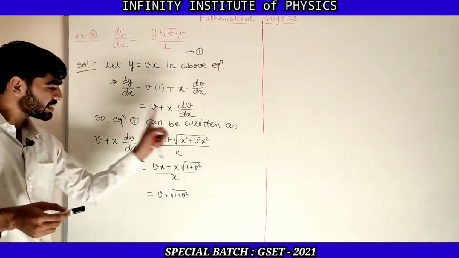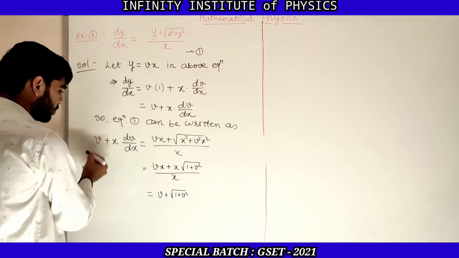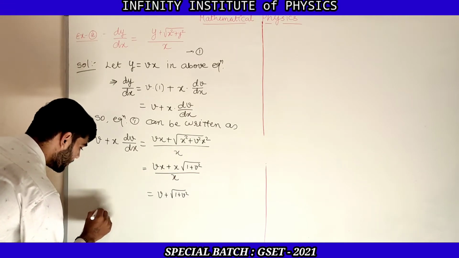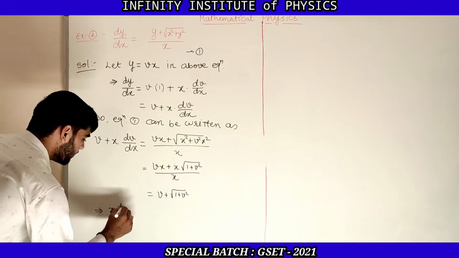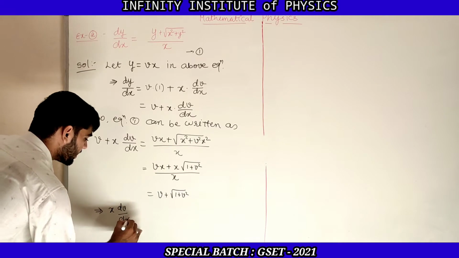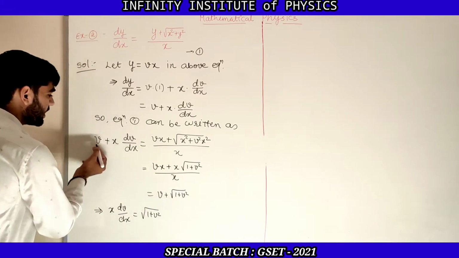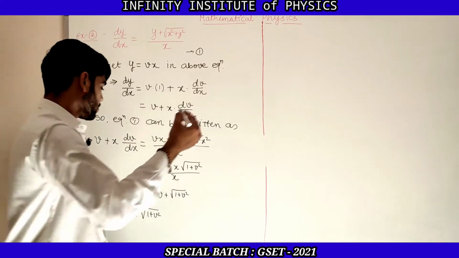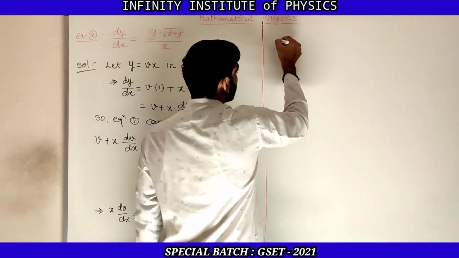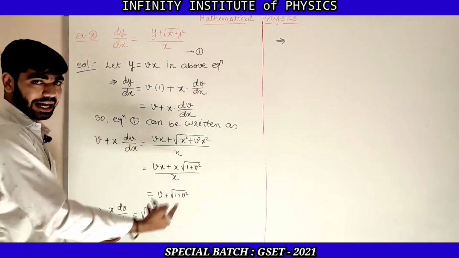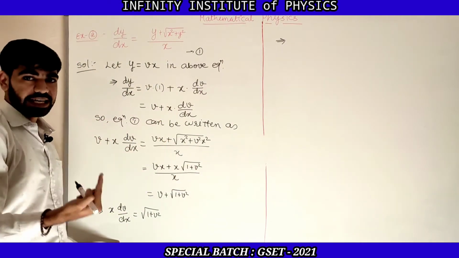Now let us take this v on the right hand side, or directly you can cancel out that v. So the remaining term is only x into dv by dx, that is square root of 1 plus v square, because v cancels out from both sides. So now let us write it in the form of variable separable. Let us take dx on the right hand side, so it will be dx upon x.